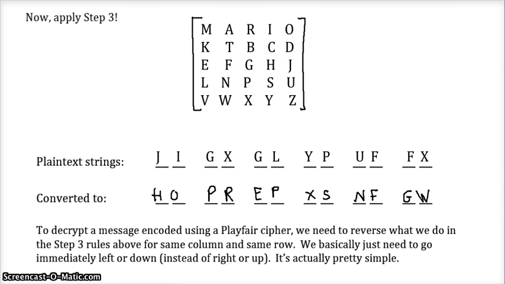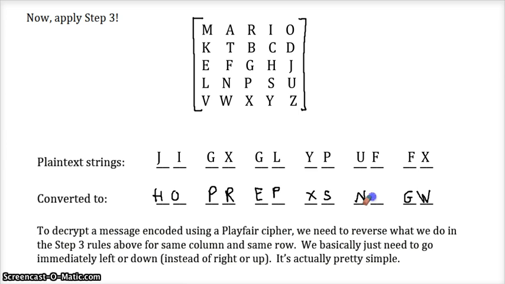Okay. I realized I made one mistake already. This should not be F, of course. The U and the F were right here, U and F. U turns into N, but F turns into J. There we go. And then in F and X, F goes to G, X goes to W.